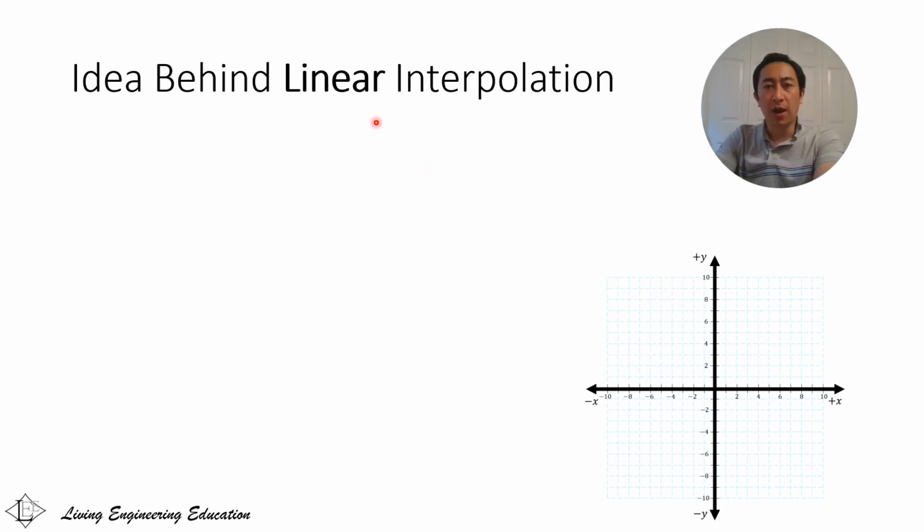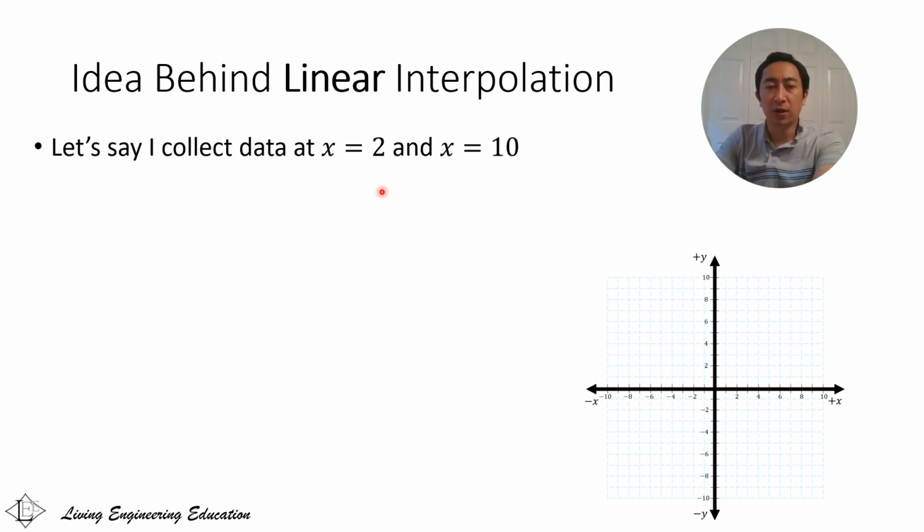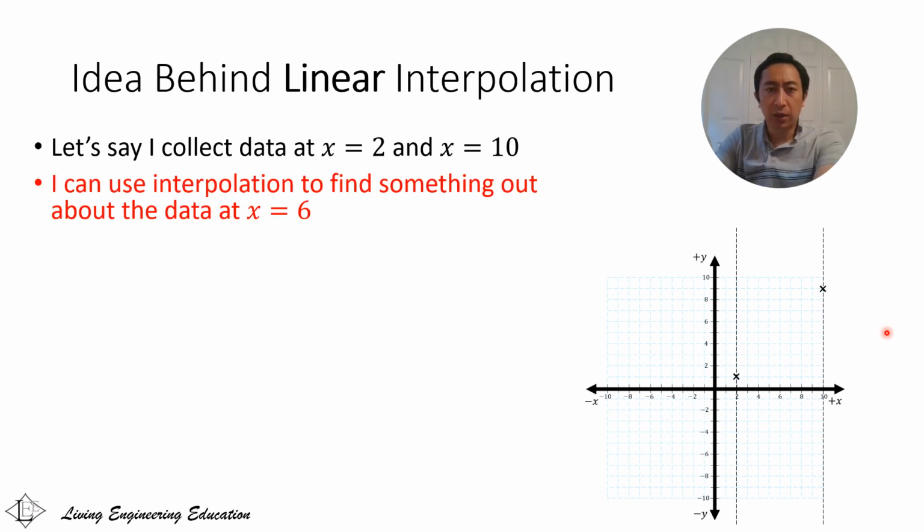So let's walk through the idea of linear interpolation. We're going to use a graph to help us visualize it, and then we'll do some examples without looking at graphs whatsoever. So let's say I have collected data at some x equals 2 and x equals 10. All right, so there are my 2 data points. And I'm interested in using linear interpolation to define what the y value is at some x equals 6.